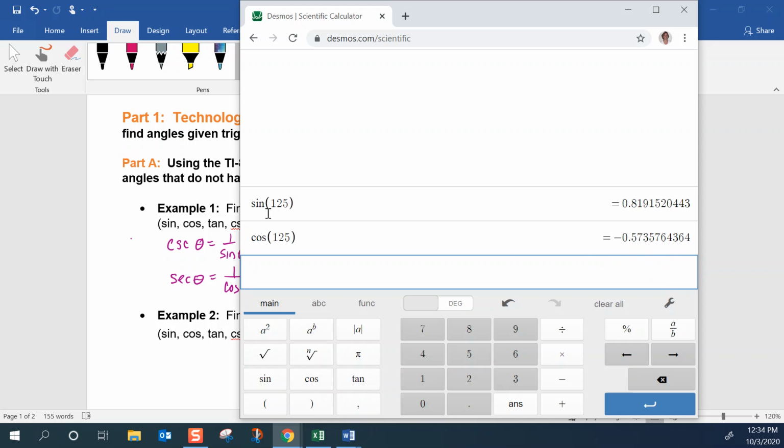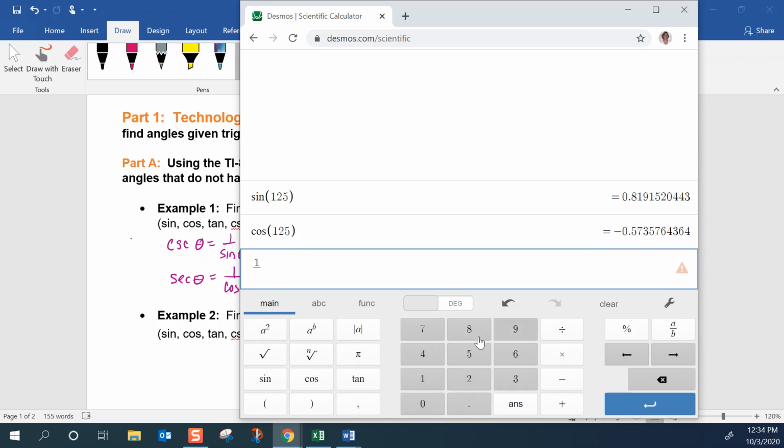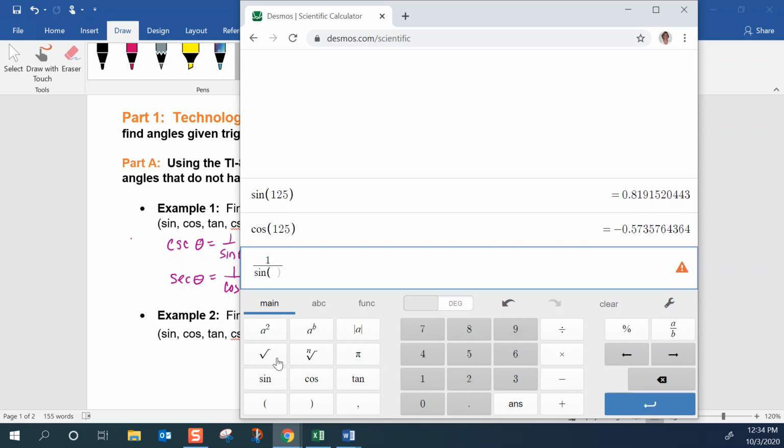So if I want cosecant, then I have to type in 1 divided by the sine of 125. And it shows up automatically on the right, so 1.2207. So that's general information, how you find the sine, the cosine, and the reciprocal functions using Desmos.